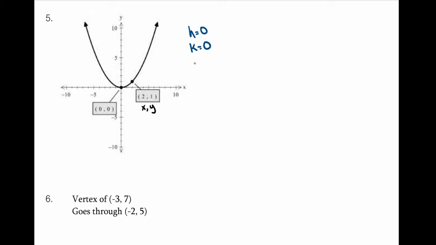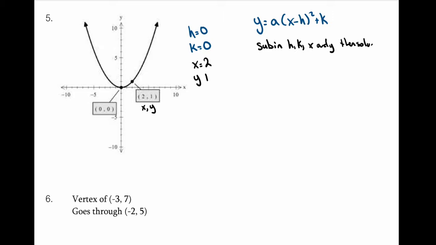So in this case, I don't have an a value yet, but I know x equals 2 and y equals 1. So in my general form, y equals a(x minus h) squared plus k, what I'm going to do to solve for my a value is plug all this information in and then solve algebraically. So I'm going to sub in h, k, x, and y, and then solve for a.